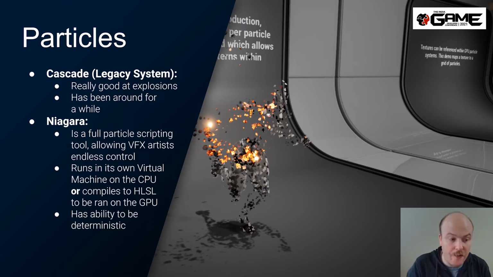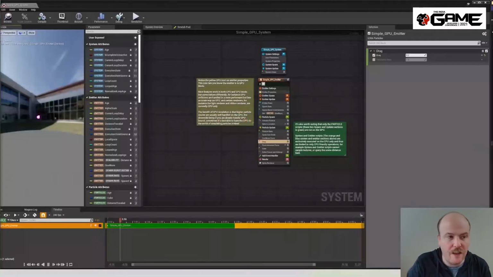So Niagara runs on its own virtual machine on the CPU, or you're able to compile it to HLSL and it can be run on the GPU. And you can switch between CPU and GPU with a click of the button inside the editor. It also, and excitingly, has the ability to be deterministic, even on the GPU, which is great for animation playback, or where we really need to sync things up perfectly.